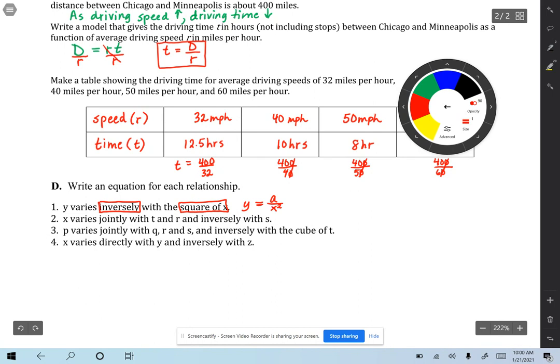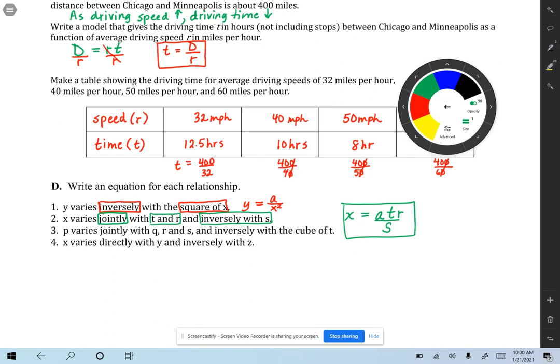Okay. Next one, number 2. X varies jointly. So immediately put the equal sign and the constant of variation. With what variables does it vary jointly? T and R. And, however, inversely with S. So S goes in the denominator. So X equals A times T times R divided by S. I wrote really big, but that's okay because I'm going to do 3 and 4 over here on the bottom.